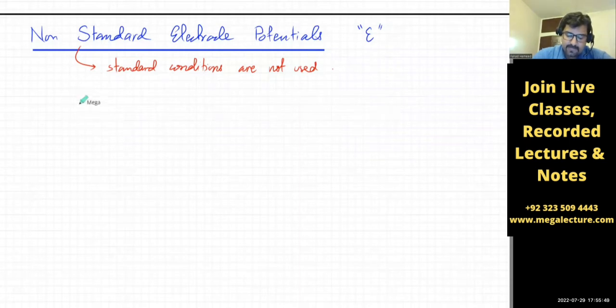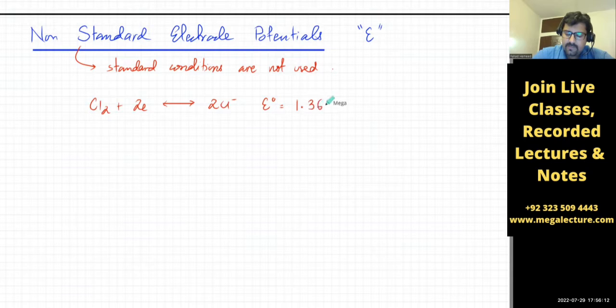reversible reactions. For example, I have this reaction, Cl2 plus 2 electrons, and that is in equilibrium with 2Cl minus 1. And the standard potential for this is 1.36 volts. You can remember this is the standard E naught. अच्छा, Cl वाला हमने किया भी था.